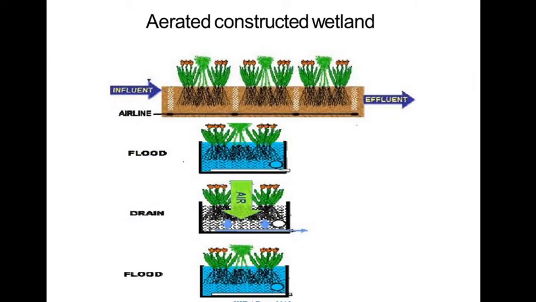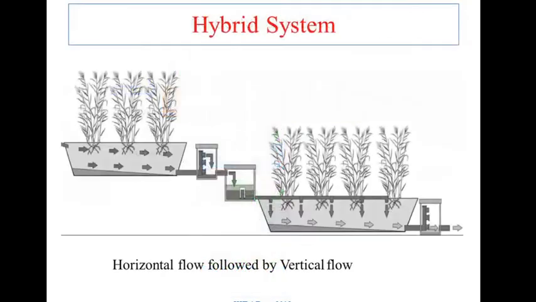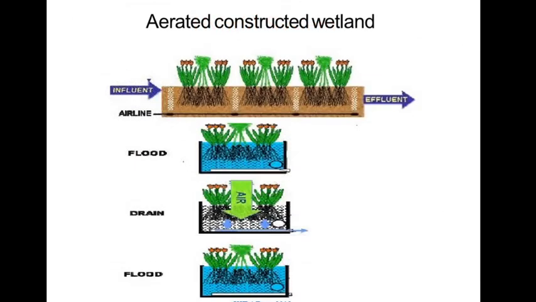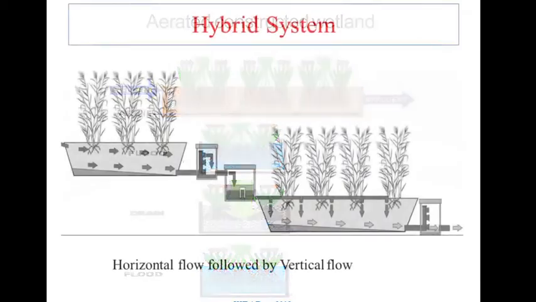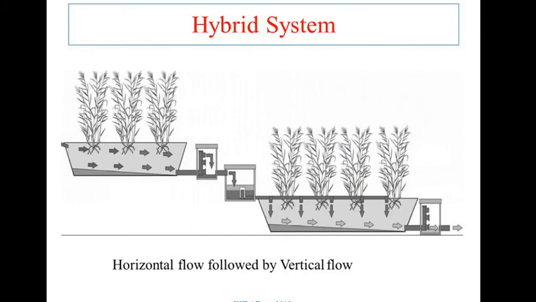So next, aerated constructed wetlands. These are airlines where we can supply the air from the bottom. Same structure again: influent, effluent, and a floating constructed wetland with a supply of air. So flood, drain, and flood. Okay, so hybrid system.